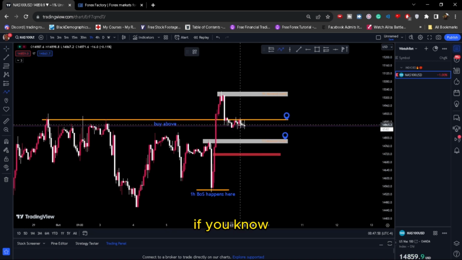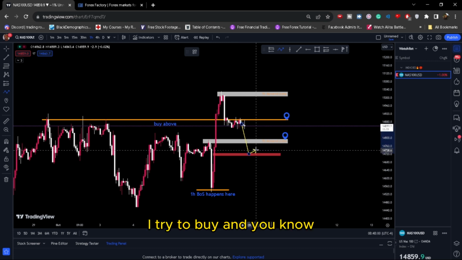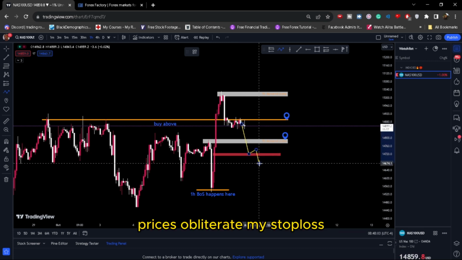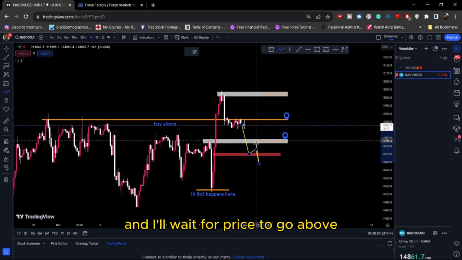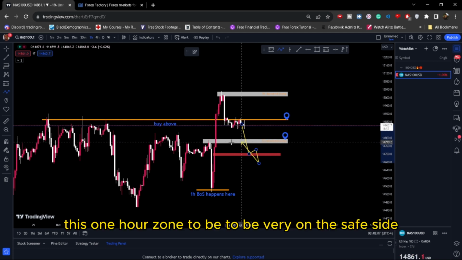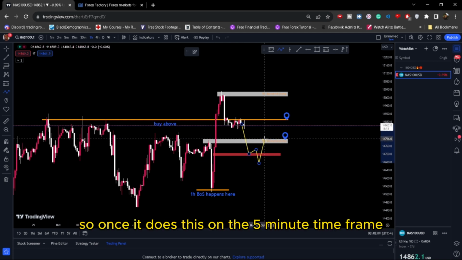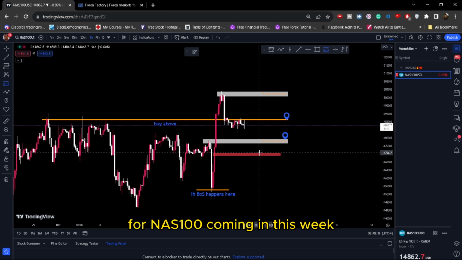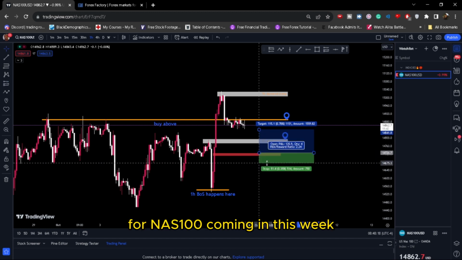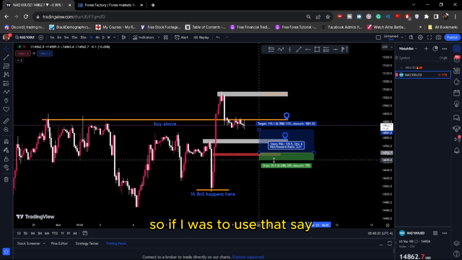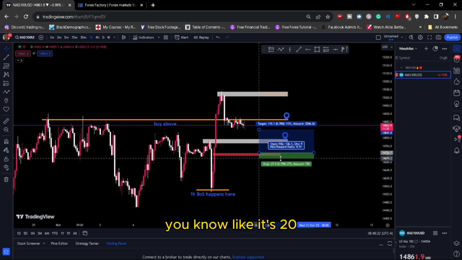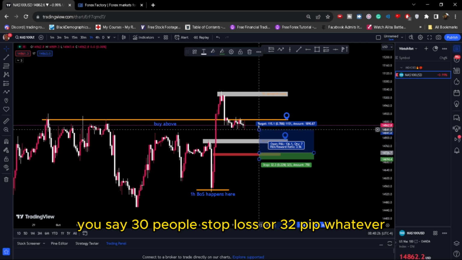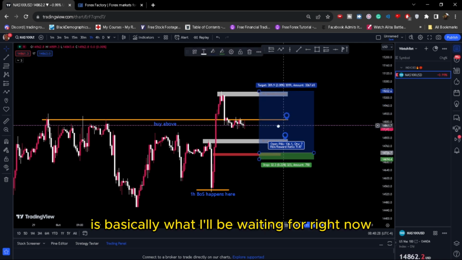If this doesn't work out, then I'll wait for price to come above this area here. So basically, if I try to buy and price just obliterates my stop loss, then I'll wait for price to go above this 1 hour zone to be very on the safe side. So once it does this on the 5-minute time frame, I'm now placing my buys. So essentially, guys, this is what I'm waiting for on NAS 100 coming in this week. If I was to use, let's say, a 27 or 30 pip stop loss, or 32 pip, whatever, this is basically what I'll be waiting for right now.